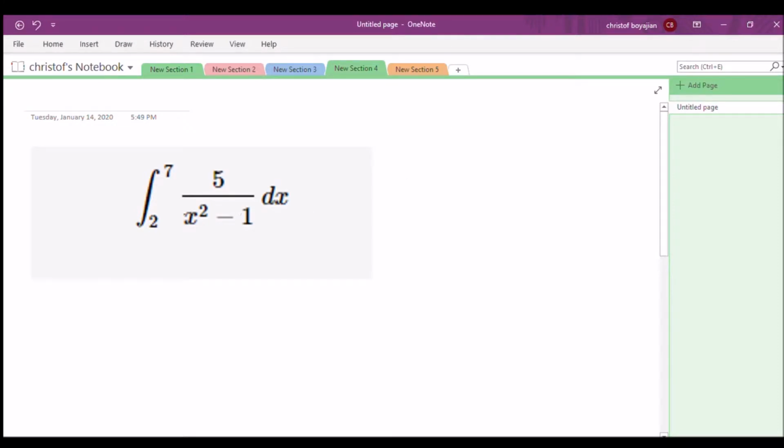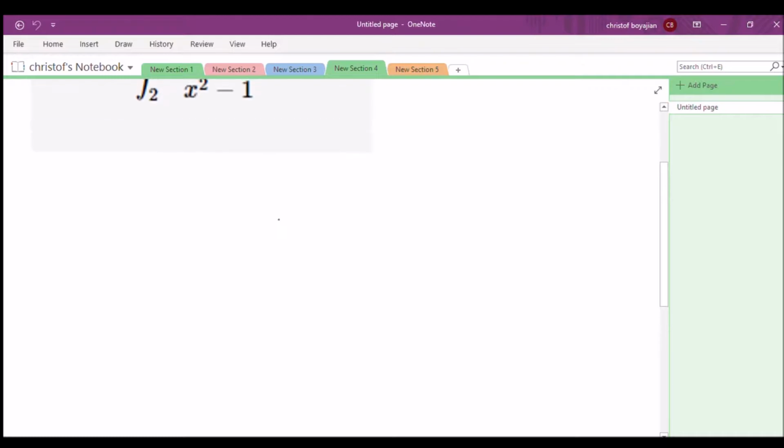Alright, so let's solve the definite integral of 5 over x squared minus 1 dx. Now, this video is about studying and practicing partial fraction decomposition. So the easiest way to solve this problem is, well, like I said, partial fraction decomposition. So let's take this entire fraction and rewrite it like this.